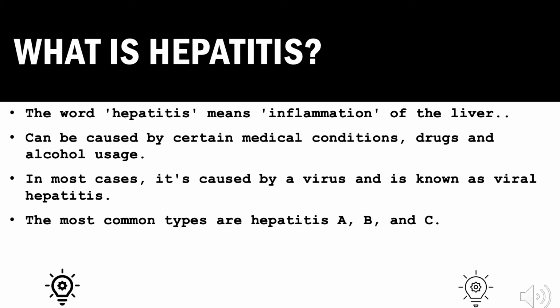What is hepatitis? The word hepatitis means inflammation of the liver. This condition can be caused by certain medical conditions, drugs, and alcohol usage. In most cases, it's caused by a virus, and it's known as viral hepatitis. The most common types of hepatitis are hepatitis A, B, and C.